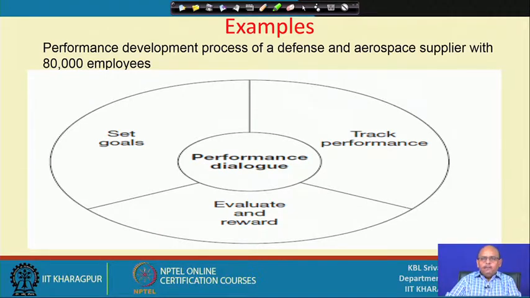I am giving you these examples just to explain how we go about the performance development process or performance management process. This is more specifically related to how we go about developing a performance management system.